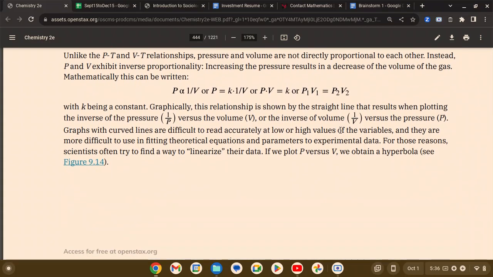Unlike the P-T and V-T relationships, pressure and volume are not directly proportional to each other. Instead, P and V exhibit inverse proportionality. Increasing the pressure results in a decrease of the volume of the gas. Mathematically, this can be written as P proportional to 1 over V, or P equals K times 1 over V, or PV equals K, or P1 V1 equals P2 V2, with K being a constant. Graphically, this relationship is shown by a straight line that results when plotting the inverse of the pressure versus the volume, or the inverse of the volume versus the pressure.